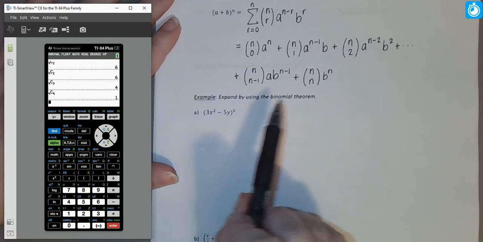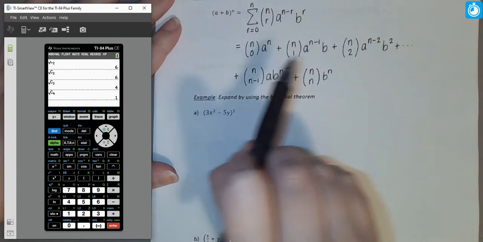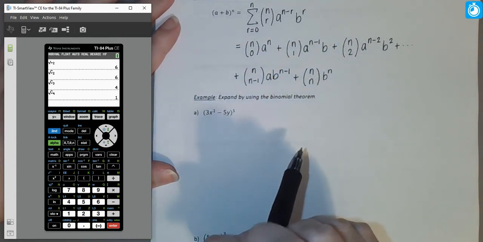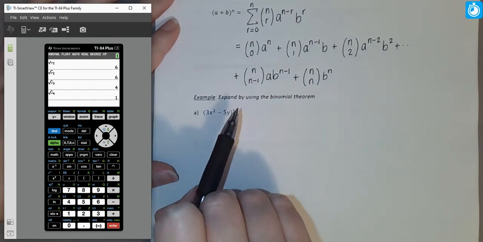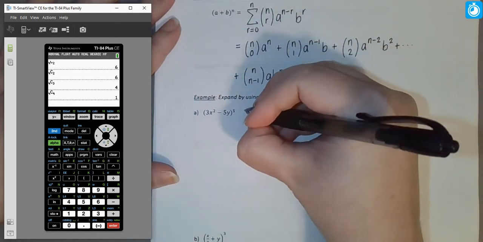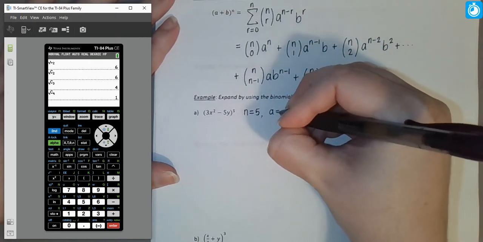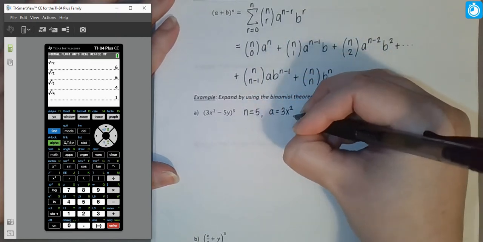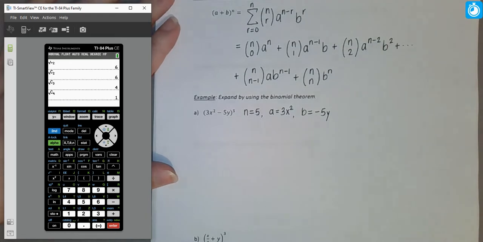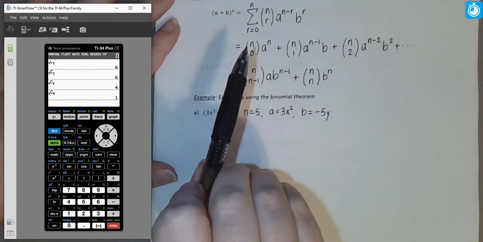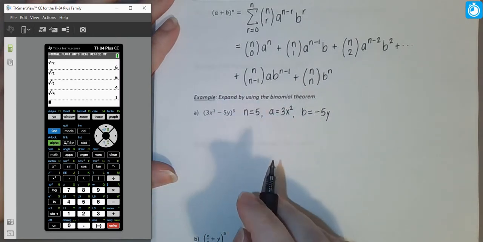So we want to expand using the binomial theorem. And we can write out the summation if we want, or we can just use the expanded version recognizing what n is. So we want to expand the binomial (3x squared minus 5y) raised to the 5th power. So in this case, n is equal to 5, and a is equal to 3x squared, and b is negative, so the negative goes with it, so b is going to be negative 5y. So essentially we're applying this formula with these particular values of n, a, and b.